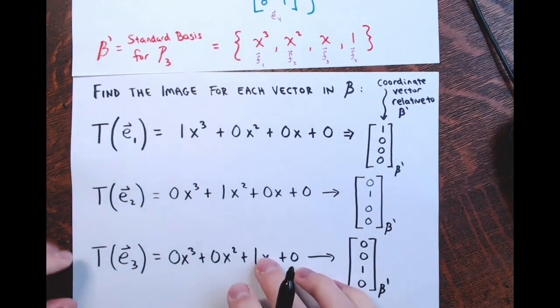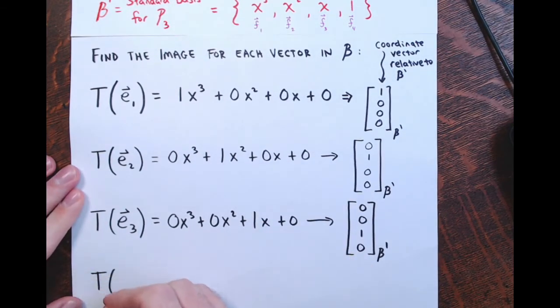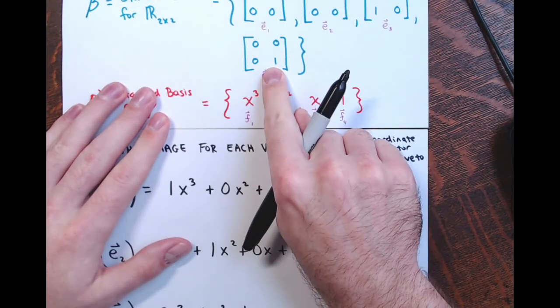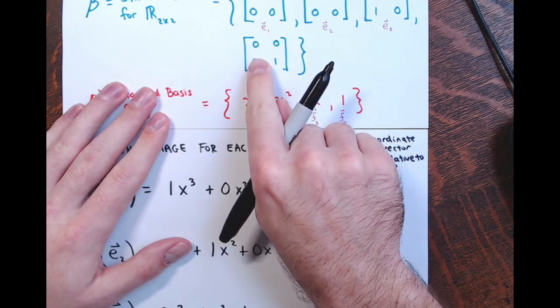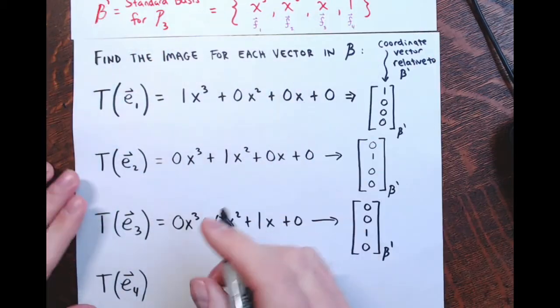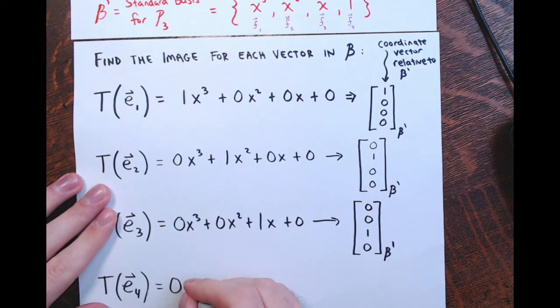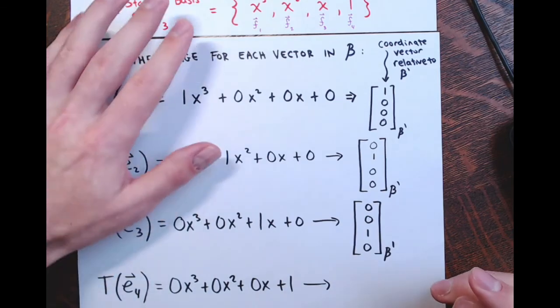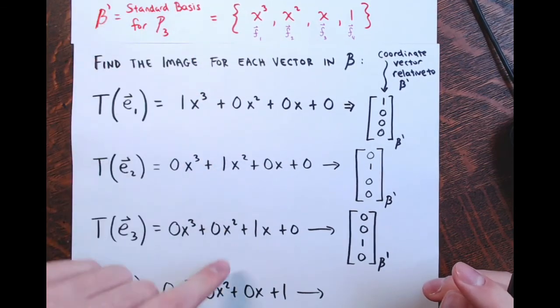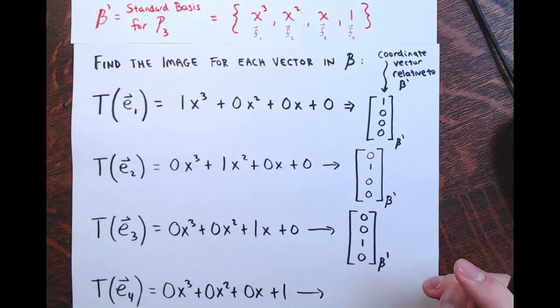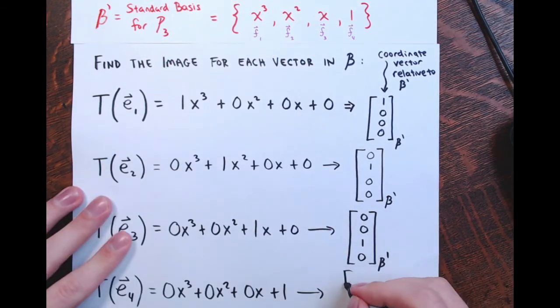And then finally, right, what's the image of E4? The fourth standard basis vector, this polynomial. It'd be 0x cubed plus 0x squared plus 0x plus 1. And then if I write the coordinates of this relative to my ordered basis for the codomain, that B prime, the coordinates are 0x cubed, 0x squared, 0x to the first, and 1, like that.